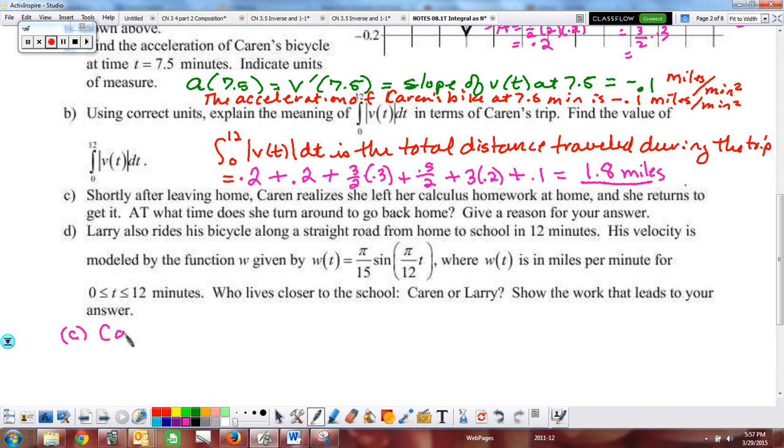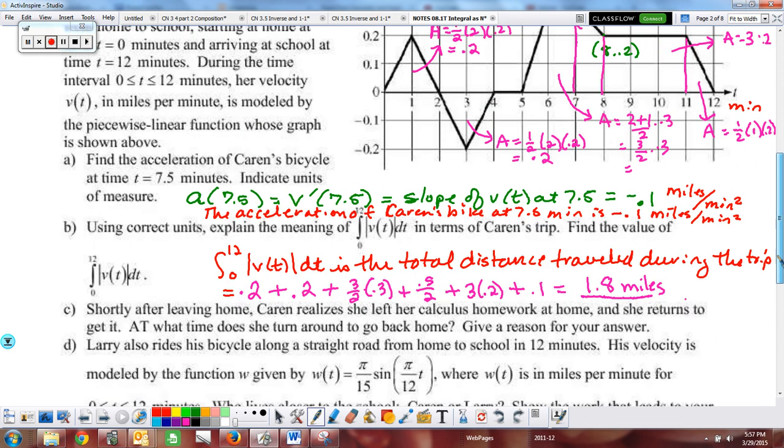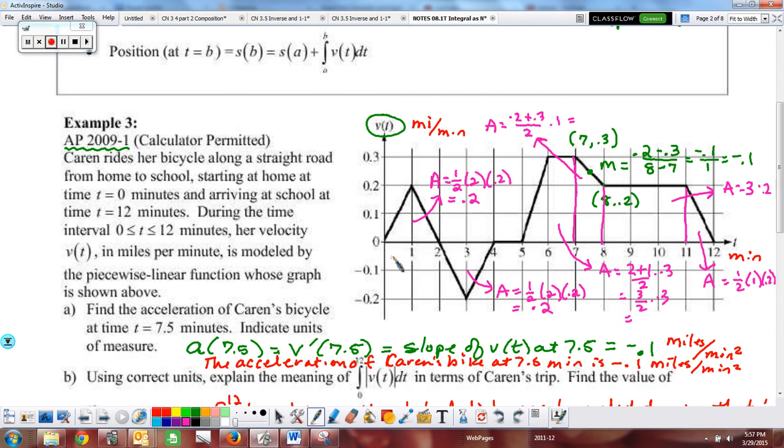So Karen turns around when v of t is equal to 0. v of t equals 0 when, and then we come up here and we take a look at our graph, v of t equals 0 here at 2. So she was going forwards, then she stopped, and then she's going backwards.